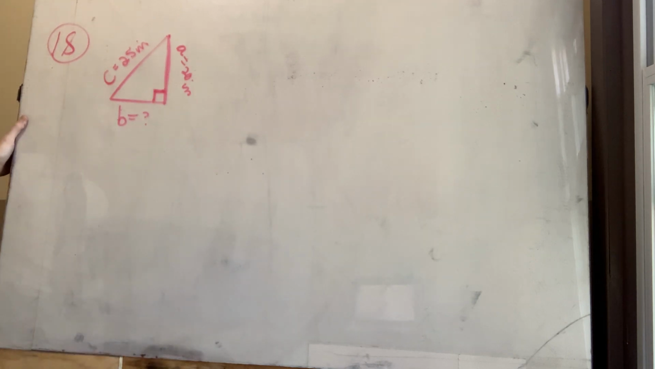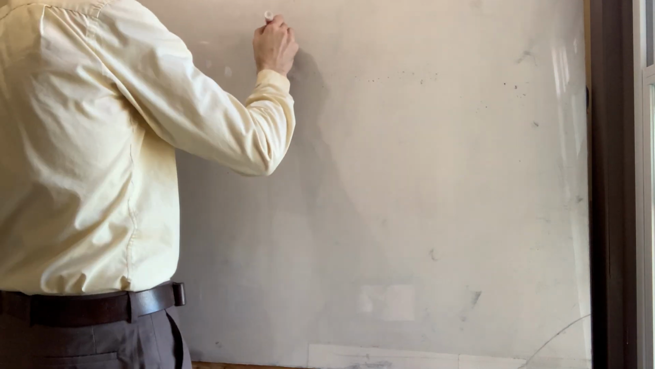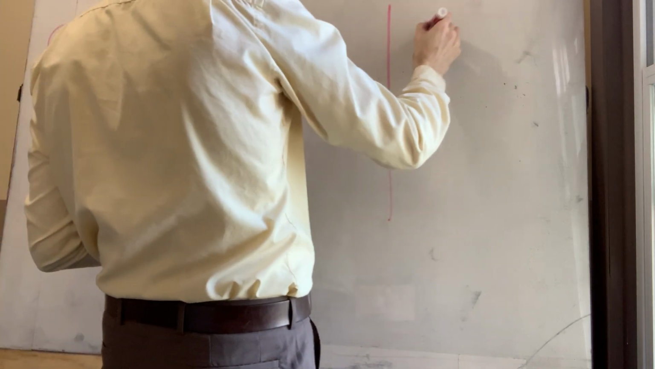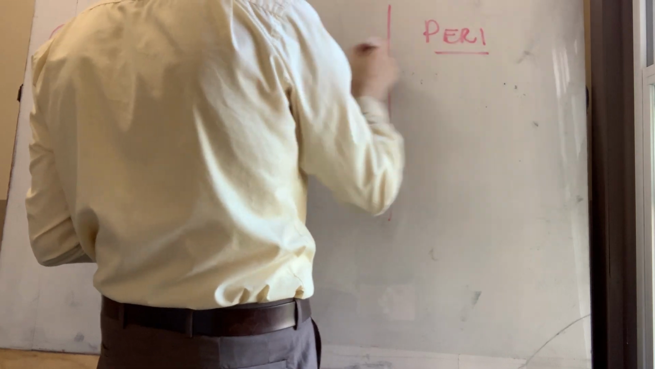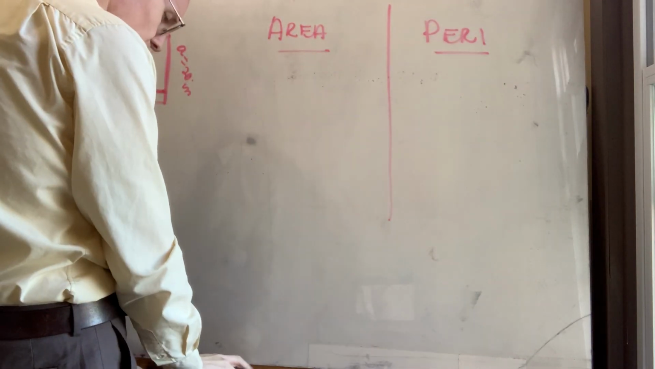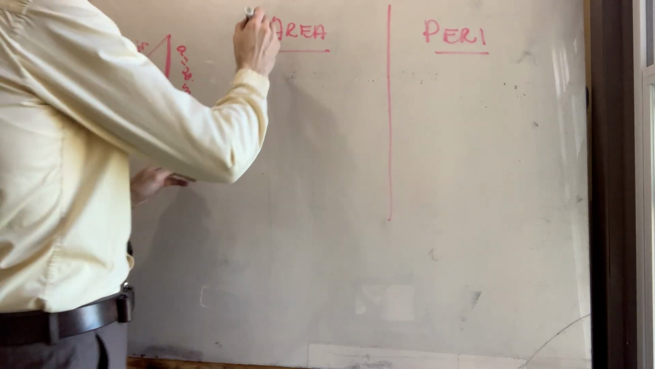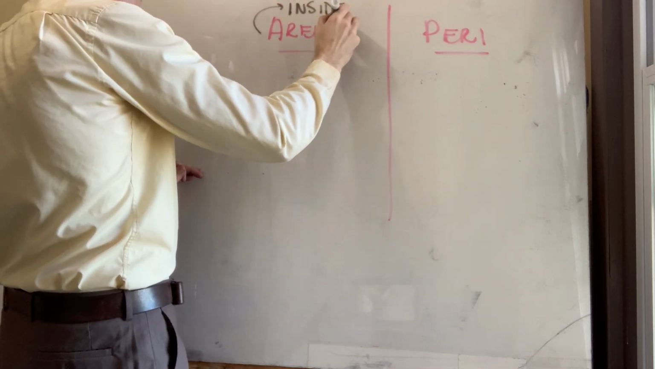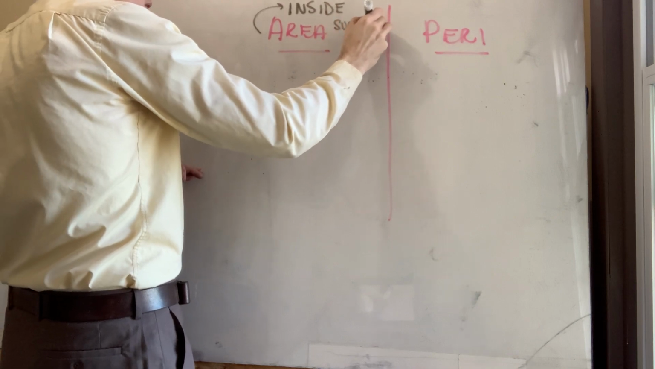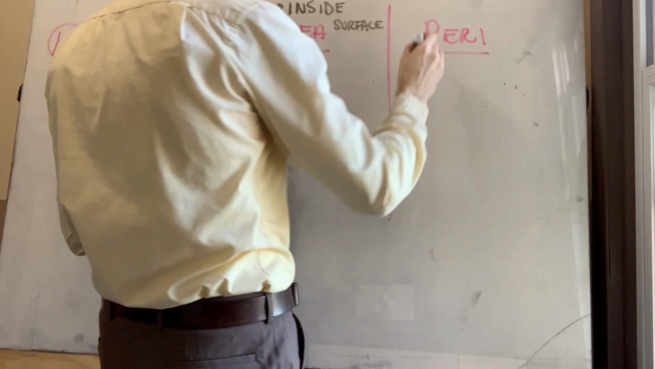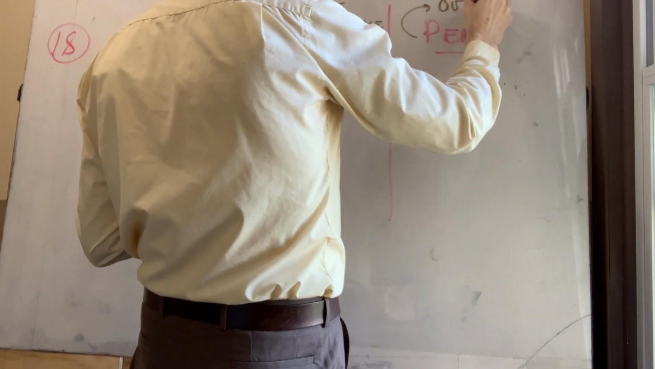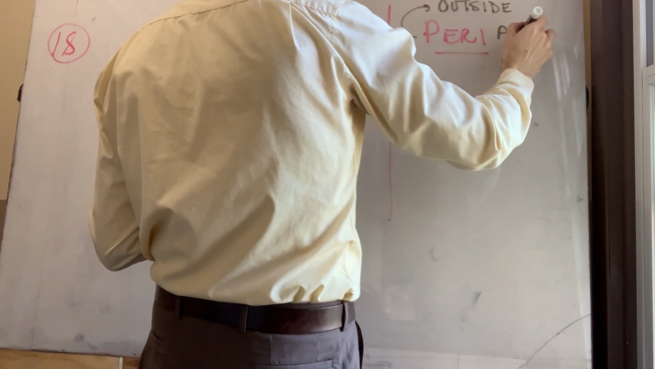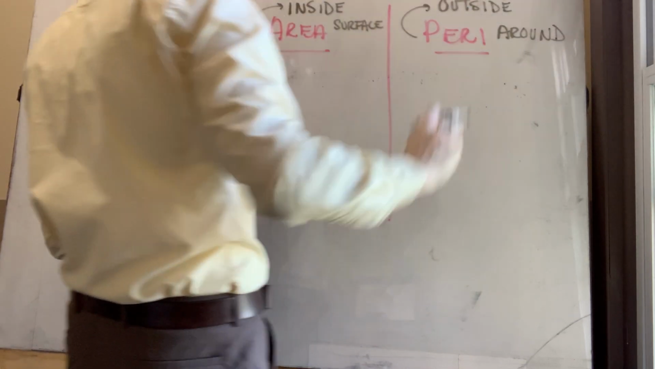Okay. Now, if you calculate the area and then the perimeter, remember the difference between these two. An area is a measure of the inside surface would be technical, and perimeter is a measure of the outside around, and its most concise definition.